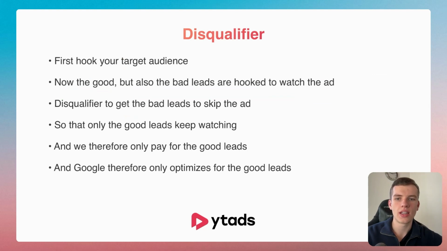And now let's do a little recap. At first, we hook our target audience. And now the good, but also the bad leads are hooked to watch the ad. So now the green ones, but also the red viewers are going to watch the ad. And now we use a disqualifier to get the bad ones, so the red leads, to skip the ad in the first few seconds, so that only the good leads keep watching, and we therefore only have to pay for the good leads, and Google therefore also only optimizes for the good leads.